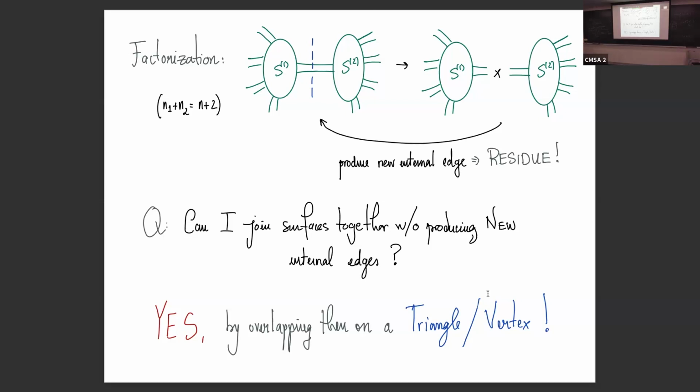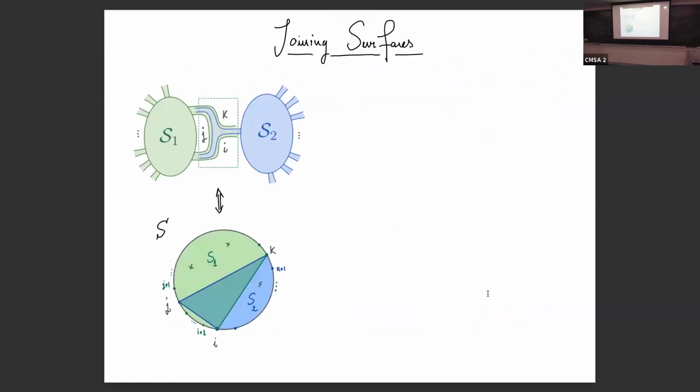Here I have to go on a residue because when I glue the surfaces together, I produce a new edge. So I need to take a residue to land on this factorization. And the answer is yes, this can be done by simply overlapping the two surfaces on a triangle or on a vertex. So here's a simple example of how this is done.